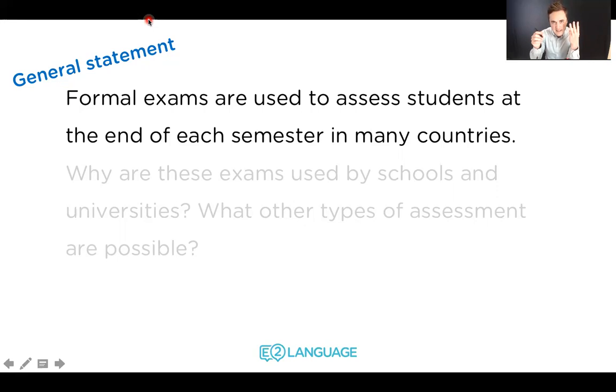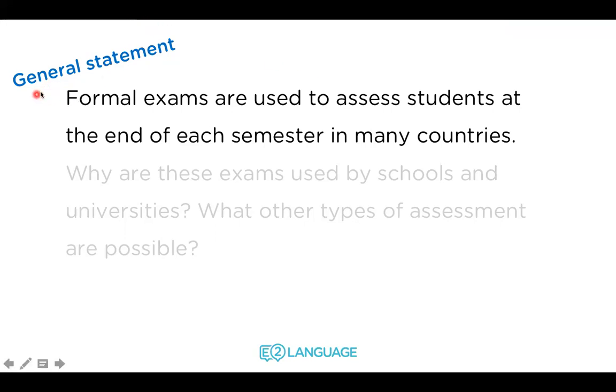We're going to look at each sentence because each sentence is extremely important for the structure that we're about to learn. First sentence is a general statement. It says, formal exams are used to assess students at the end of each semester in many countries. It's just a general statement about formal exams. There's nothing particular about it. It's not a question. It's just a general background statement.